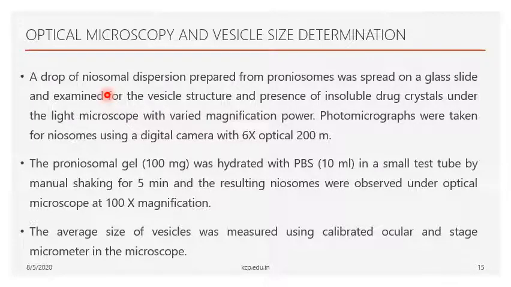photomicrographs. Next, 100 mg of the proniosomal gel, hydrated with 10 ml of PBS, should be taken in a glass test tube and shaken for 5 minutes. After shaking, a very fine drop of the resultant solution was taken and placed on the glass slide. This glass slide is observed under the optical microscope at 100 magnifications. After seeing, you should calibrate the size of the vesicles by using a micrometer in the microscope. So this is the procedure for determination of vesicle size.